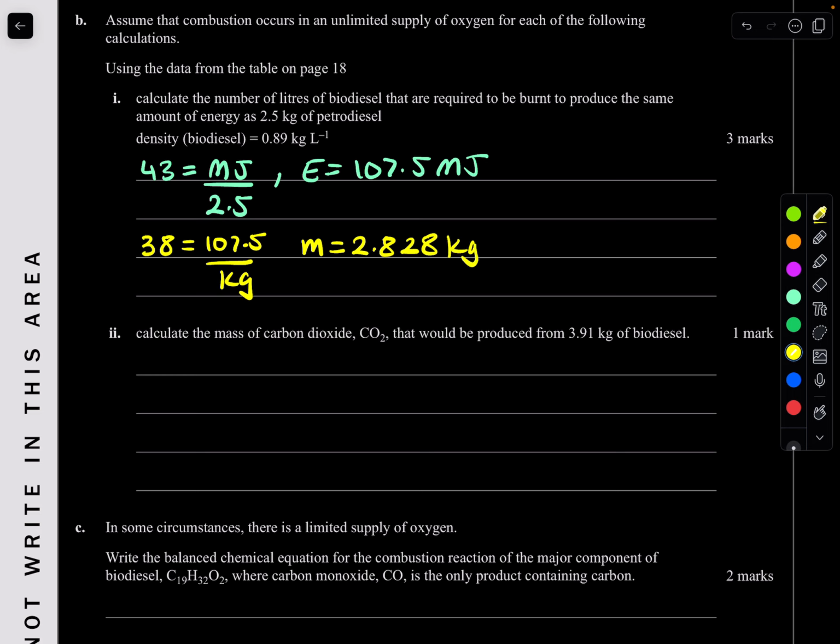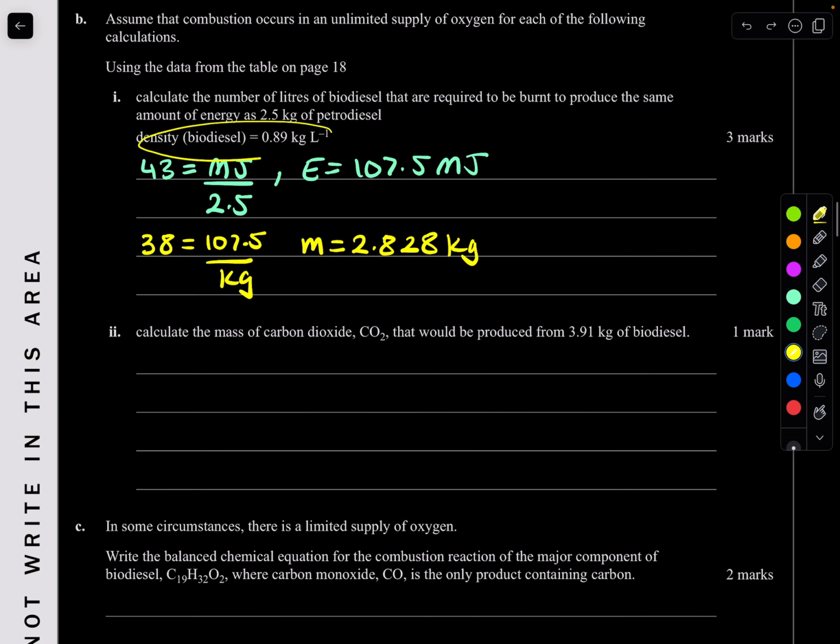But be careful, we want to make sure we have it in liters, and we are luckily given the density of biodiesel. So again, let's make a formula for this. It's right here: 0.89, and have a look at the units. It's kilograms per liter. We have the kilograms, so let's sub that on top: 2.828. Let's calculate liters, which is just 2.828 divided by 0.89. And so we get how many liters?